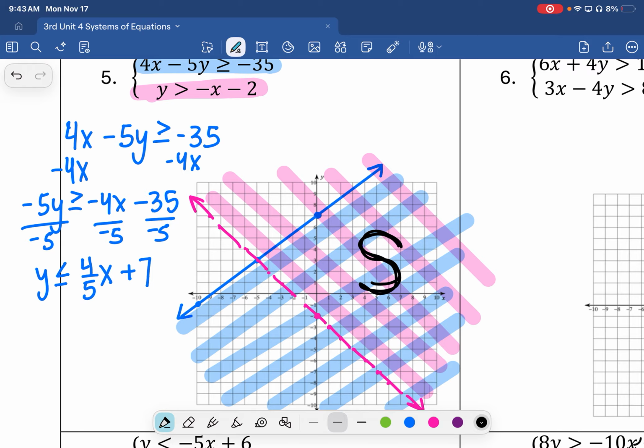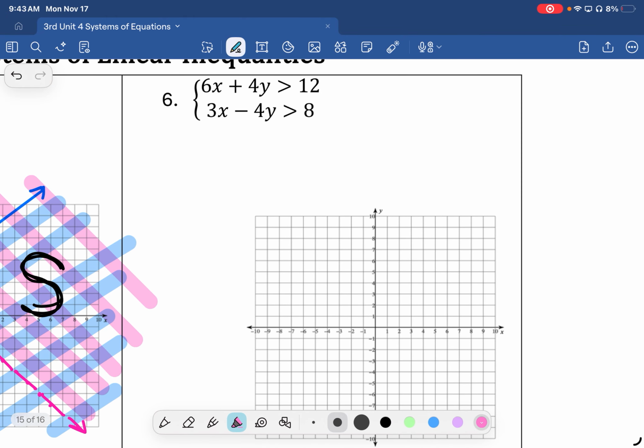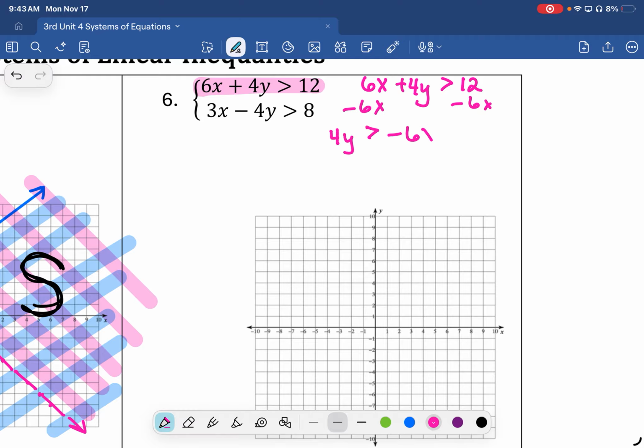All right, then we are going to do number 6 also together. Okay, for number 6, is the first equation in slope-intercept form? No. So we have 6x plus 4y is greater than 12. What do I do first? So we get 4y is greater than negative 6x plus 12. Now what do I do? Divide everything by 4. I'm dividing by a positive. Do I flip the inequality? No. So we get y is greater than.